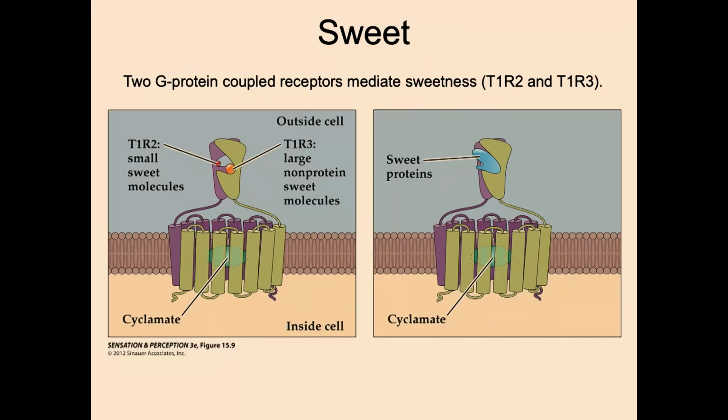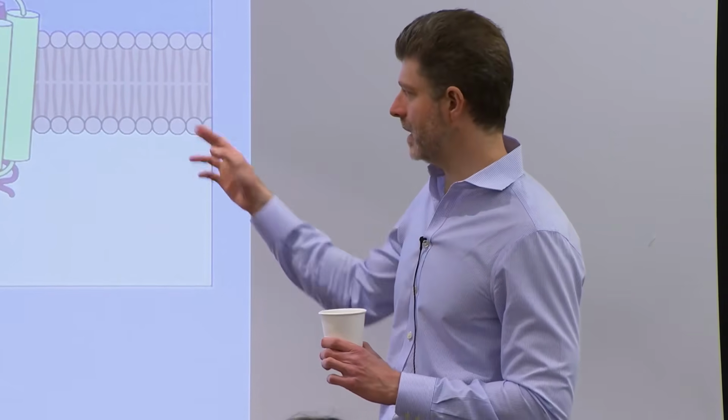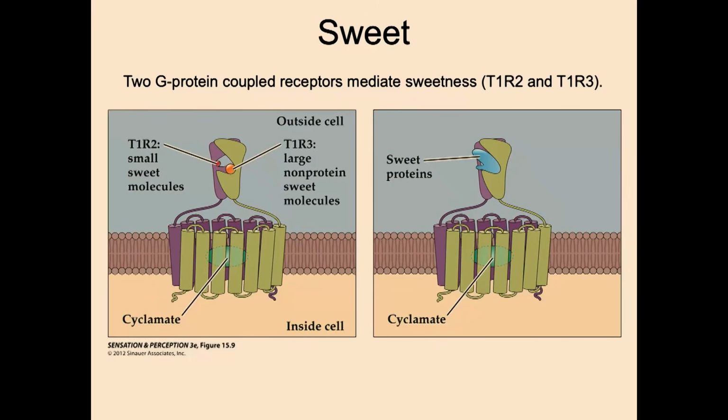All right, so here's an example of one of these G protein coupled receptors. You've got a binding site here, and the sweet molecules fit into the receptors and then initiate a process by which you detect the presence of the molecule.